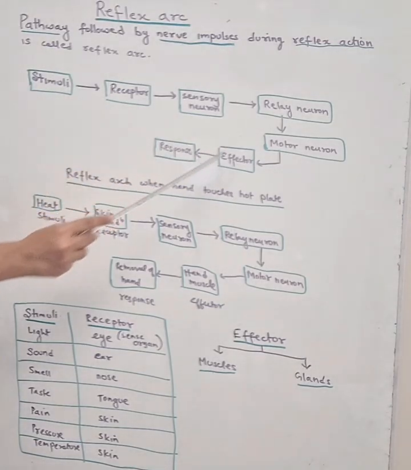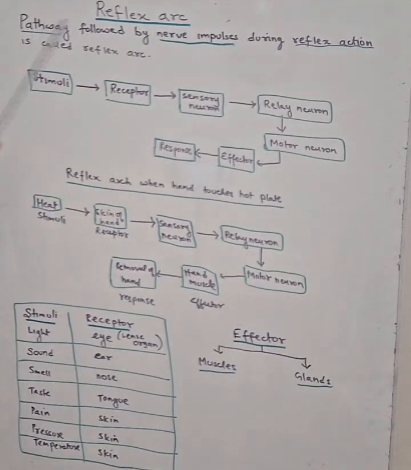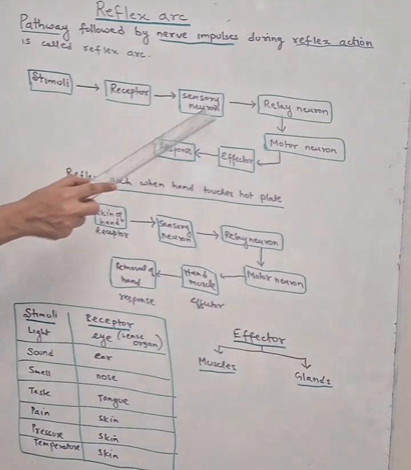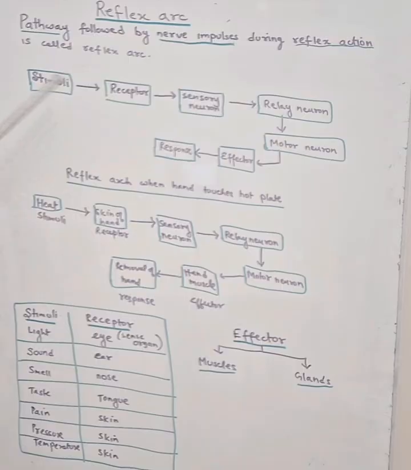So this general pathway, or reflex arc, will fit everywhere. In any reflex action, you can use this pathway to understand. Here the sensory neuron, the relay neuron and the motor neuron will not change. Only the stimulus will change. That means the receptor will change, the effector will change, and of course the response will change according to the reflex action.